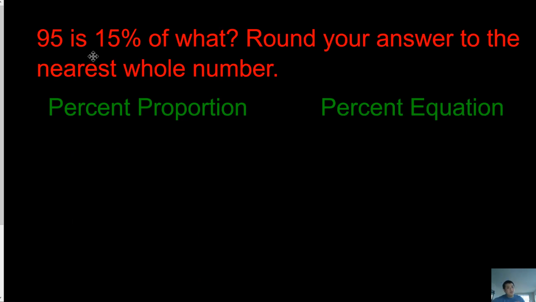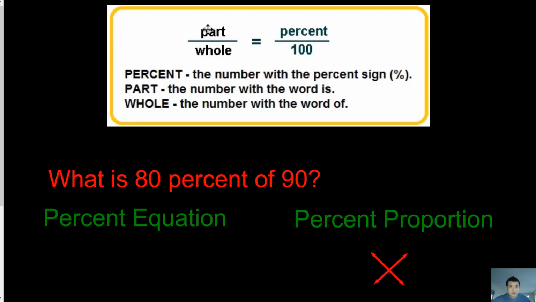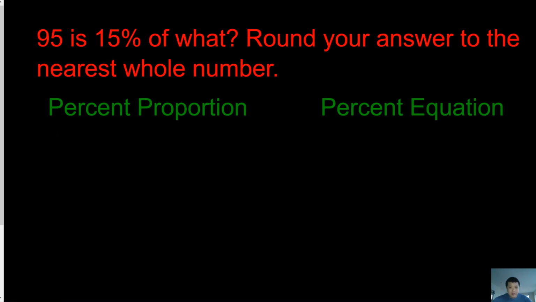This is a slightly different question. 85 is 15% of what? Round your answer to the nearest whole number. So 85 is 15%. So what we're saying is that 85 is the part, and it is 15%. We're looking for the whole, because where it says of, of what? We don't know what that is, so we're going to replace that with an x.